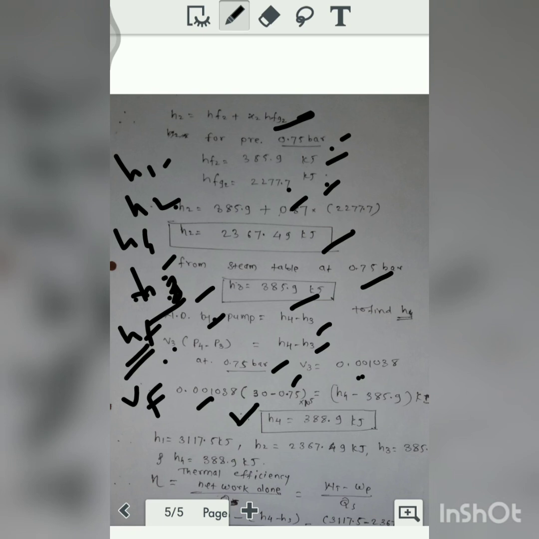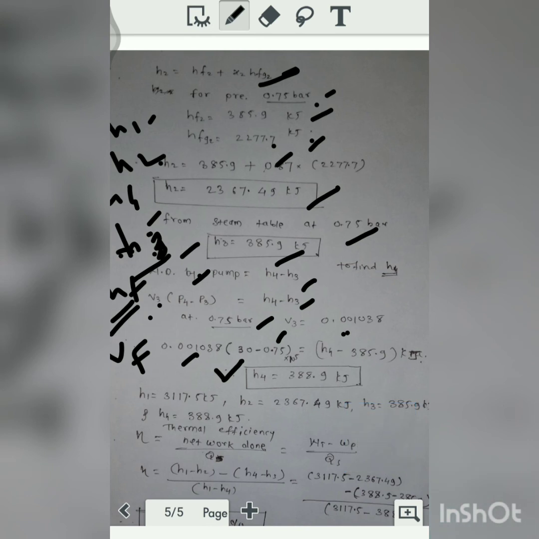Now we have all the values: H1, H2, H3 and H4. Next we have to find the thermal efficiency. The formula for efficiency is net work done divided by heat supplied, QS. Net work done is turbine work minus pump work. So how can we find the turbine work?